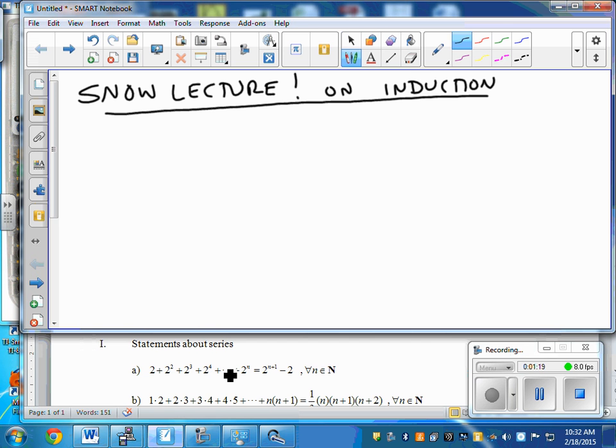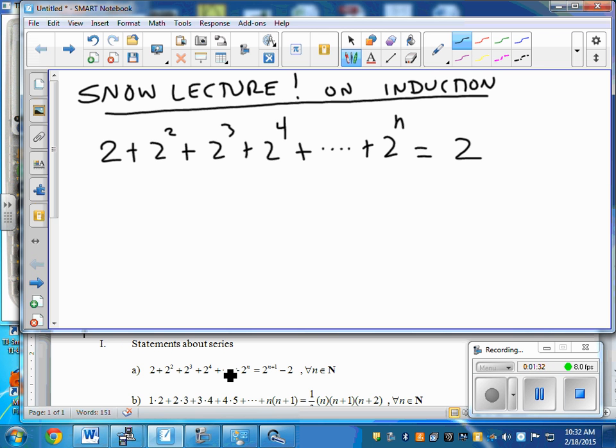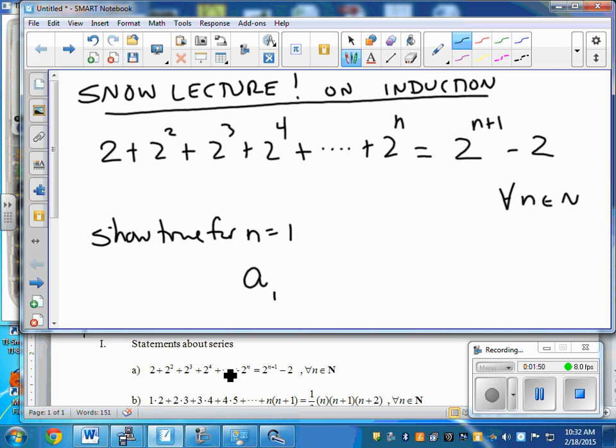The claim is that 2 plus 2 squared plus 2 cubed plus 2 to the 4th, up through 2 to the n, always adds up to 2 to the n plus 1 minus 2. And the claim is this is true for all natural numbers. The first step is to show it true for n equal to 1. For series statements, this is akin to showing that a sub 1 is the same as s sub 1, the first partial sum. This is usually a trivial thing.